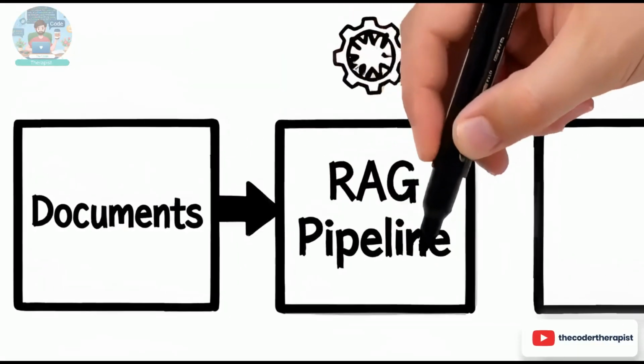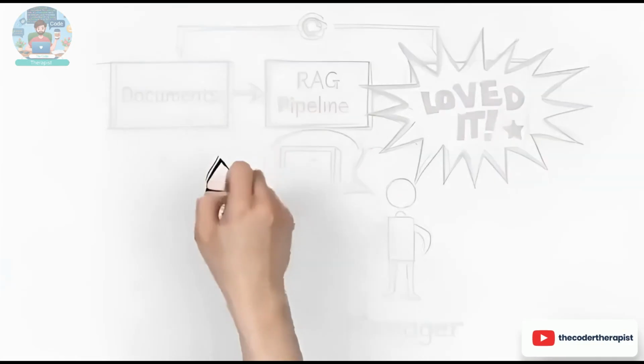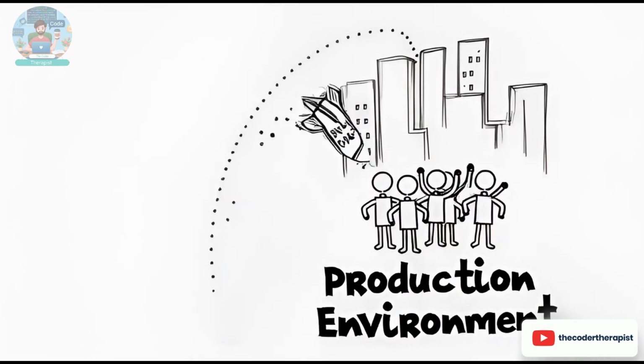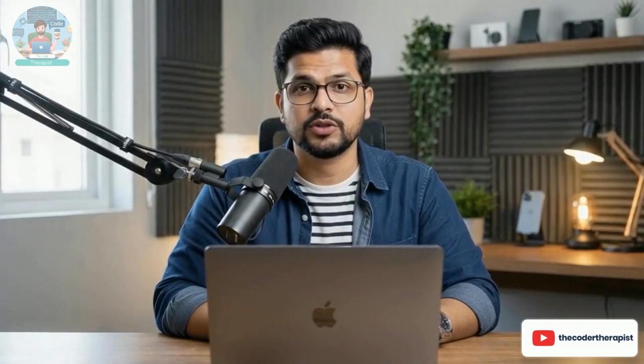You built a RAG pipeline. It answered questions in the demo beautifully. Your manager loved it. Then it went to production and started hallucinating in front of real users. Here's the part nobody tells you.